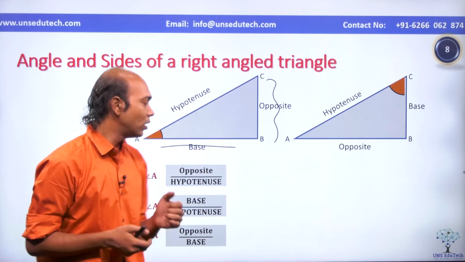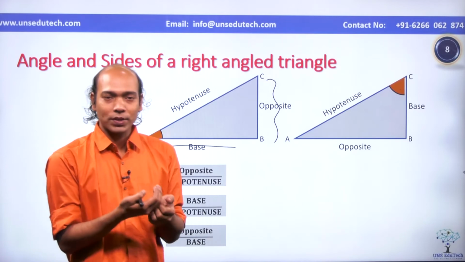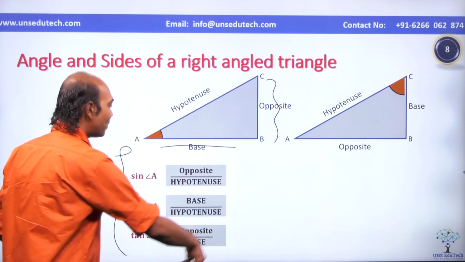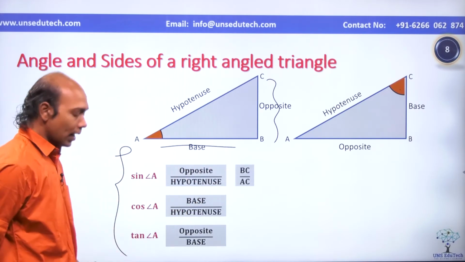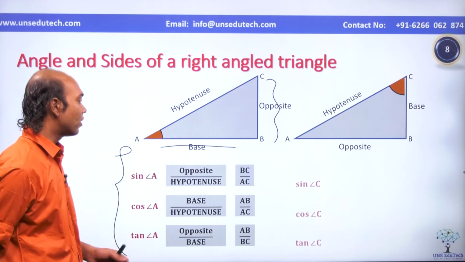Sine, cos, tan already we defined. Now we have to define what is cot, what is cosec, what is sec. They are basically the reciprocal of everything. So therefore, if we calculate that, we calculate that sine A, cos A and all that.